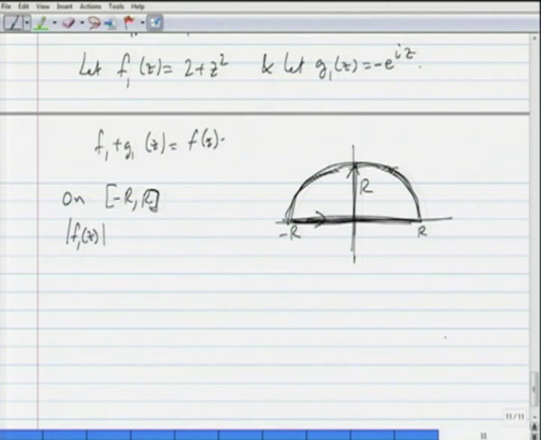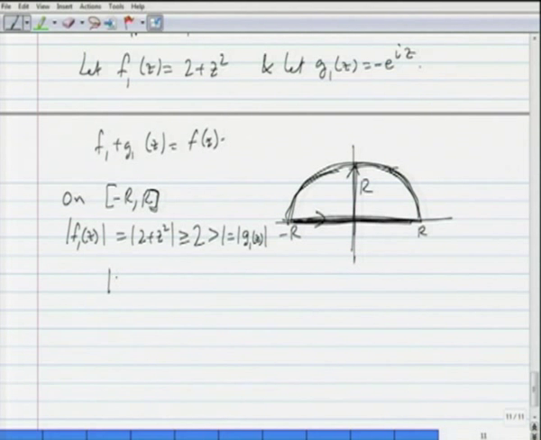We know that modulus of f 1 of z is modulus of 2 plus z squared, that is at least 2, and this is strictly greater than 1, which is the modulus of g 1 of z. Modulus of g 1 of z on the real line is essentially 1, because modulus of e power I z for z a real number is 1. So in particular for real numbers between minus r and r, modulus of g 1 of z is 1. So on minus r to r, modulus of f 1 of z is strictly greater than modulus of g 1 of z, that is important.